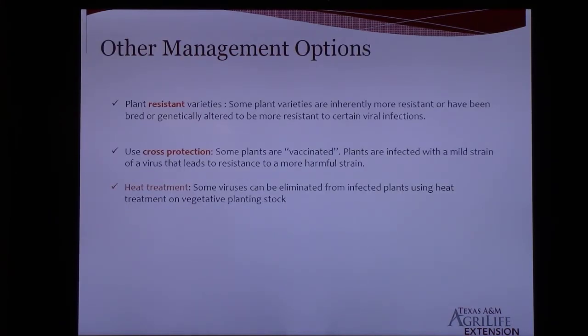Planting, you can plant those resistant varieties. Some plants have been bred specifically to resist certain viruses. I know, like tomatoes are a good example. You can look on that label and that series of letters. It'll tell you what diseases or what viruses those plants are resistant to.